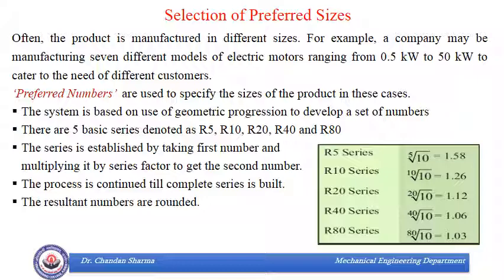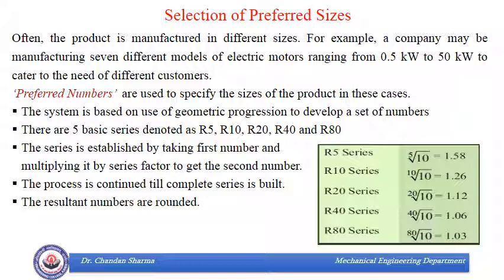Suppose there are two companies that make motors, electric motors. So what rating should they choose? Internationally, if that company is in India, its rating should comply with what a company in, say, the US, which is into the manufacturing of electric motors, uses. So there ought to be some sync between these two. This sync is being achieved with the use of preferred sizes.